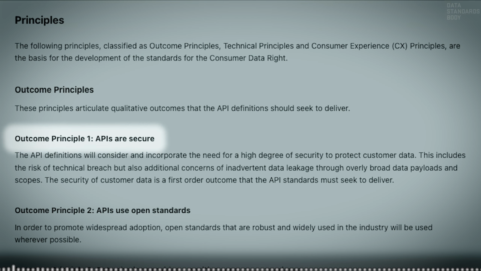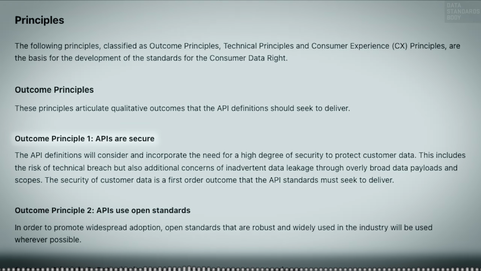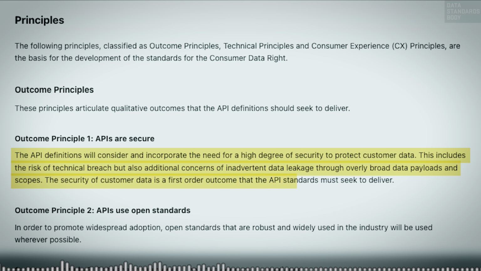Outcome Principle 1. APIs are secure. The API definitions will consider and incorporate the need for a high degree of security to protect customer data. This includes the risk of technical breach, but also additional concerns of inadvertent data leakage through overly broad data payloads and scopes. The security of customer data is a first-order outcome that the API standards must seek to deliver.